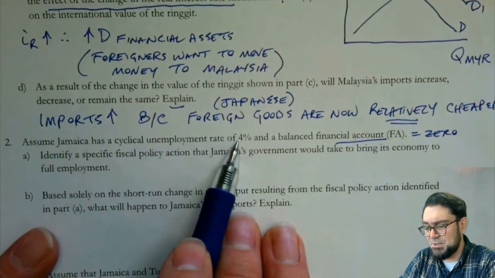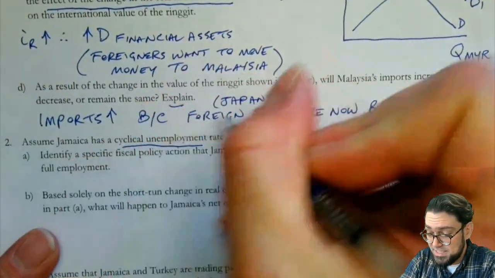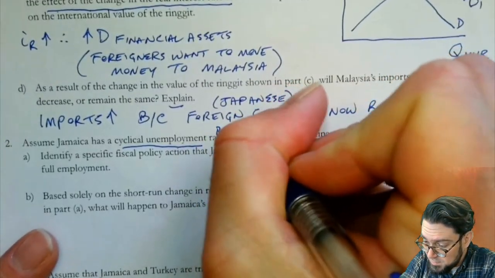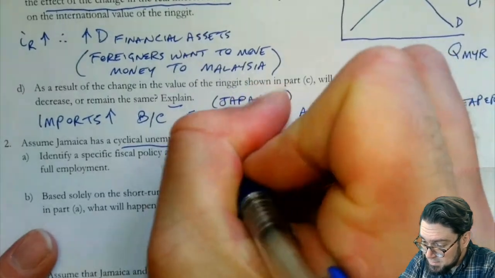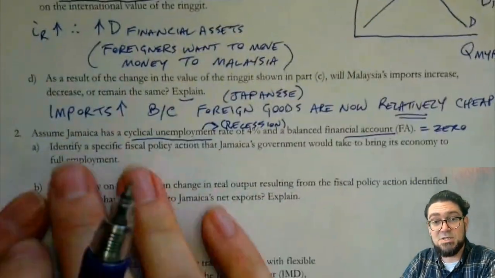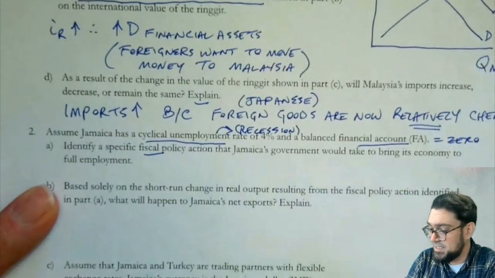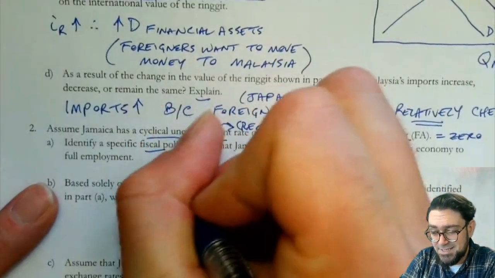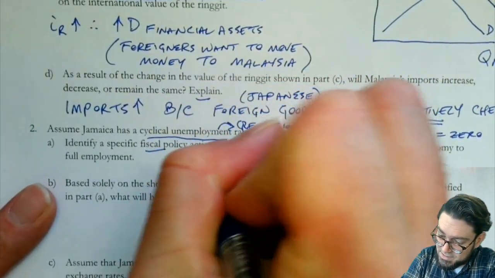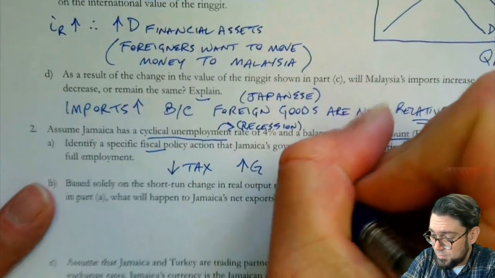So at the beginning, it says they have cyclical unemployment. So I know based on this, they're in a recession, right? That's what that means. So I know they're in a recession. So how should they fix it? Specific fiscal policy. So it's the very similar question. I think, like I said, they were the same gear. So they could cut taxes, increase government spending, or increase transfers.